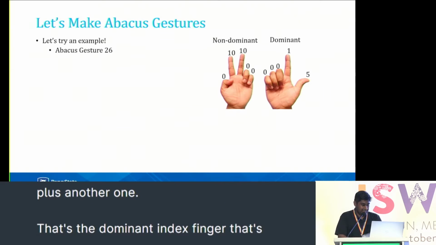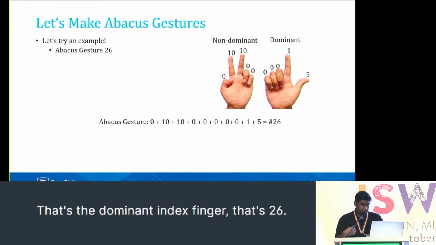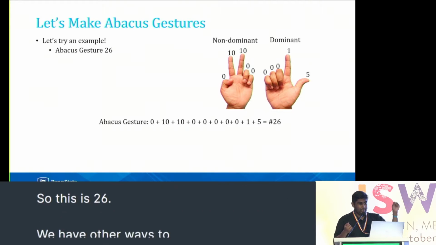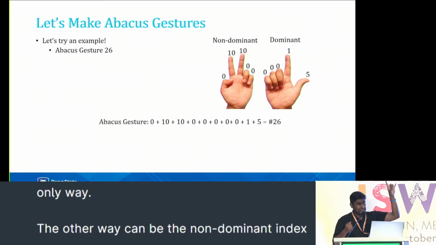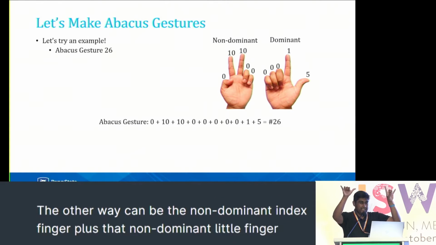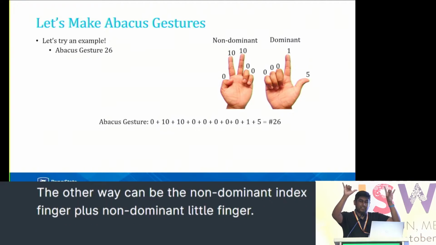So this is 26. We have other ways to do this. This is not the only way. The other way can be the non-dominant index finger plus the non-dominant little finger, that's 20, plus the dominant thumb plus the dominant little finger, that's also 26. So there are multiple ways to do it.